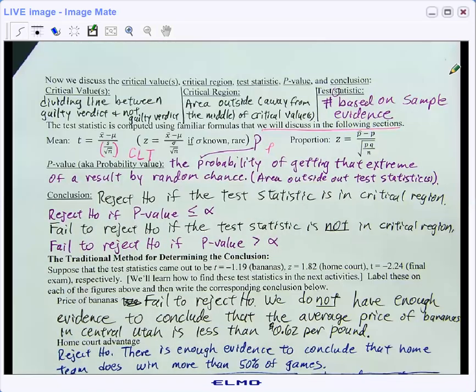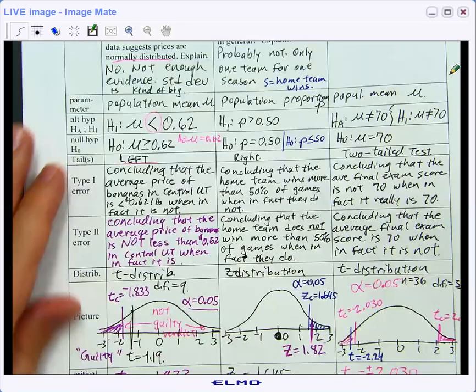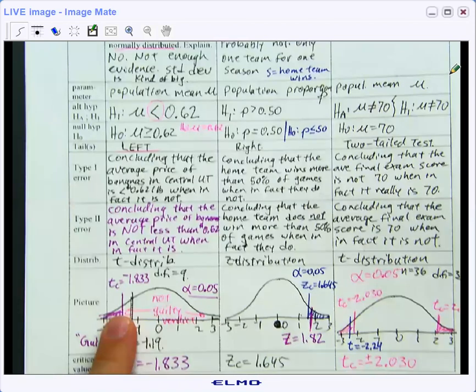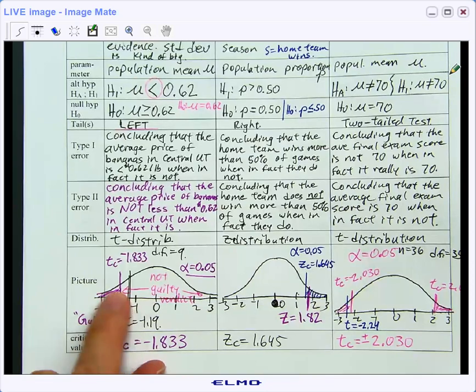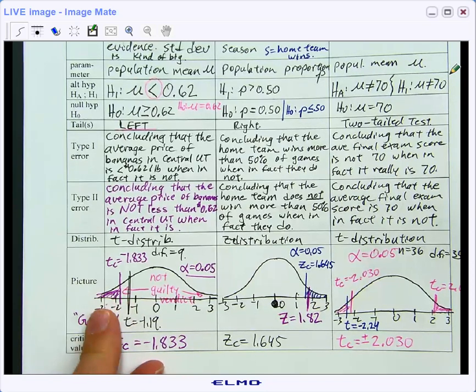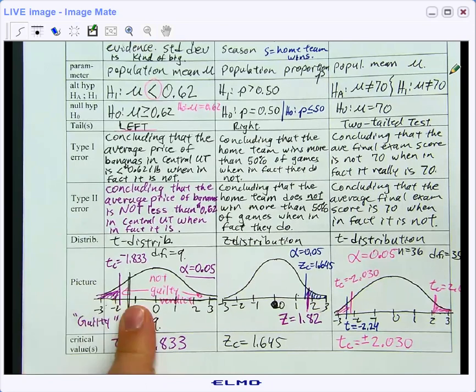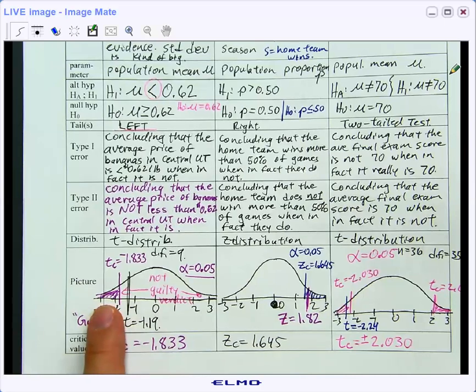So let's go ahead and look back at our example. With the price of bananas, we had our critical value of negative 1.833, which gave us 5% of the area over here in the left tail. But our test statistic came out as t equals negative 1.19. And so we can see that the area outside, or to the left, of this test statistic has to be more than the area in the critical region of 5%.